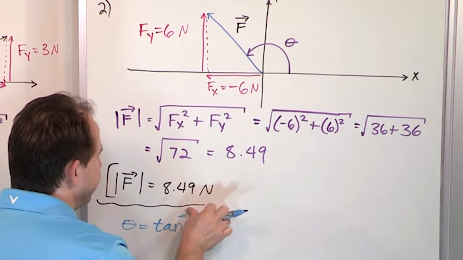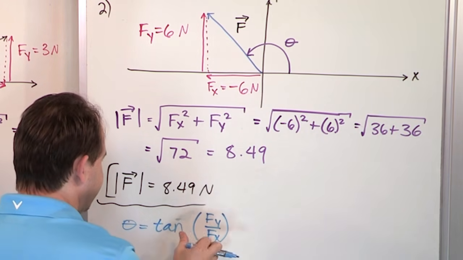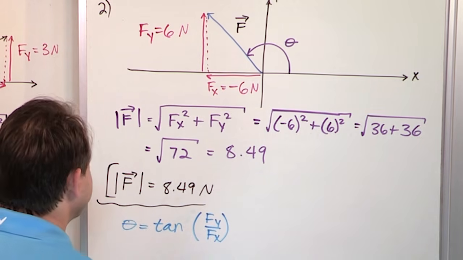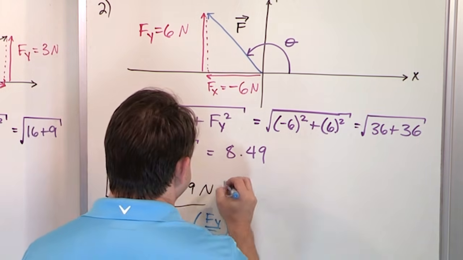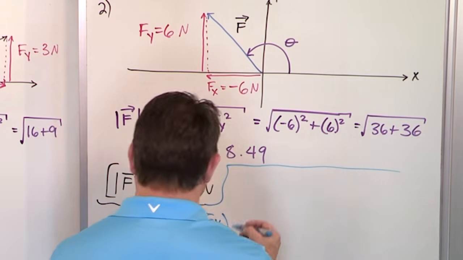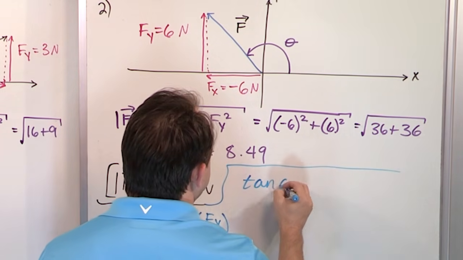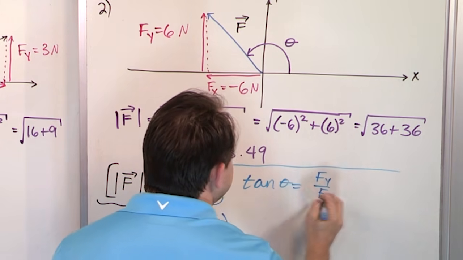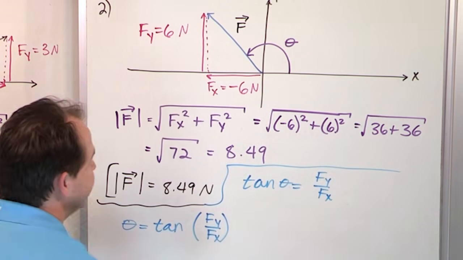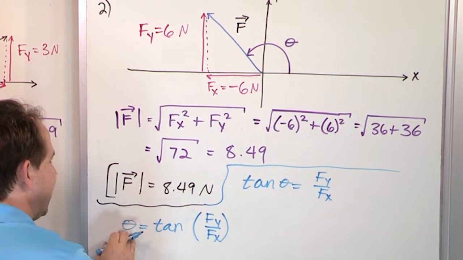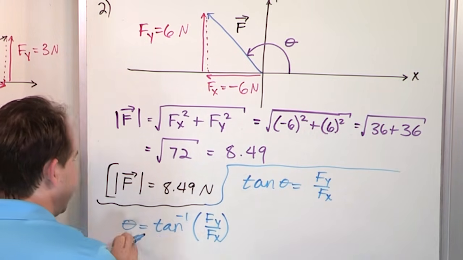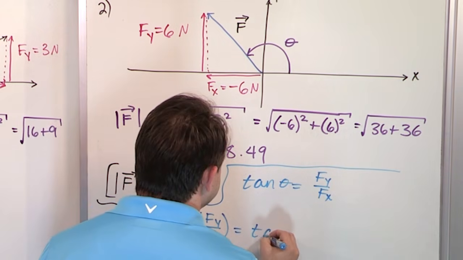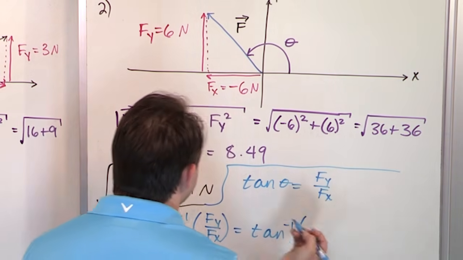Well, let's do it this way. What I really want to tell you is, go up here. I don't want to erase that. The tangent of that angle is going to be equal to Fy over Fx. The tangent of the angle is the opposite over the adjacent side. So if I want to find the actual angle, I have to take the inverse tangent of both sides, exactly what we did before. So what I'm going to do is take the inverse tangent of what?